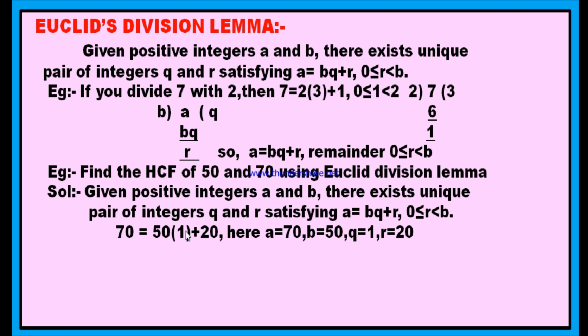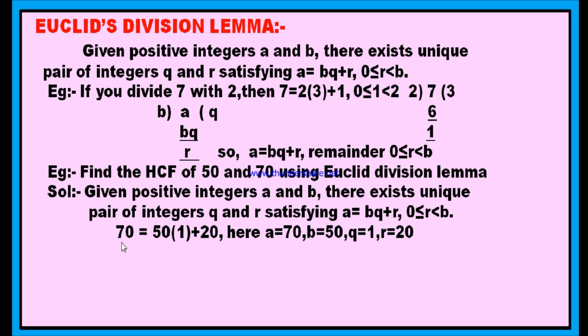Now 50 goes into 70 one time. Therefore 70 is equal to 1 time 50. 1 into 50 is 50. If you subtract 50 from 70, you get 20. Therefore the remainder is 20. 70 can be written as 50 times 1 plus 20. Here a is equal to 70, b is equal to 50, the quotient q is 1 and the remainder is 20. Here the remainder is not 0. We have to repeat the same division rule till we get the remainder 0.